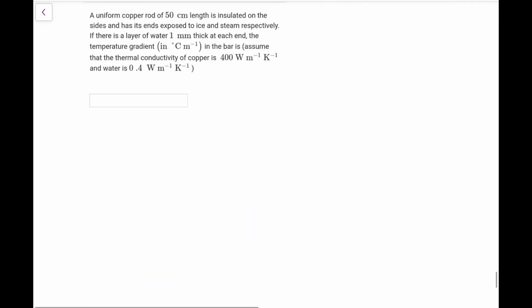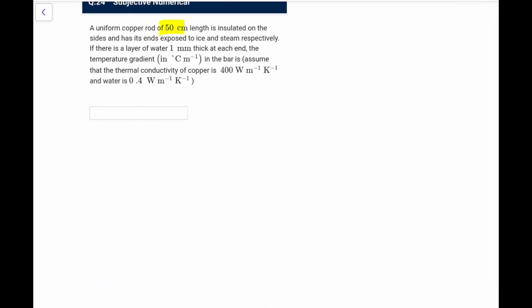Next one. A uniform copper rod, 50 centimeter, insulated on the side and has its ends exposed to ice and steam. So that is 100 and 0. You can say there is a layer of water 1 mm thick at each end. The temperature gradient in the bar is to be found, with the thermal conductivity of copper and water assumed to be given. So now you have a water layer 1 mm thick at each end, and you need to find that particular thing.